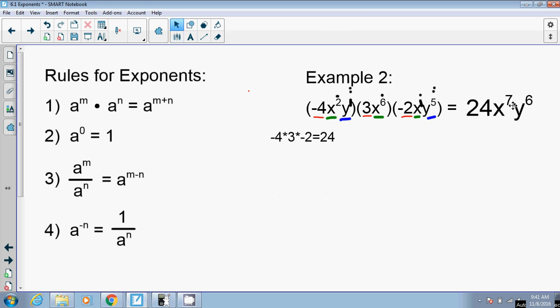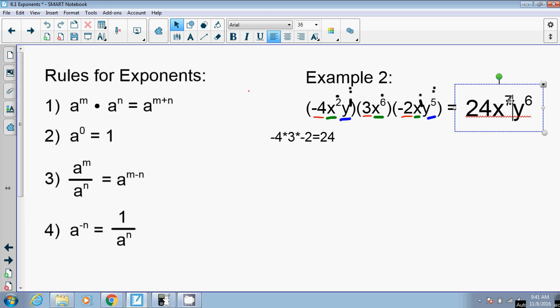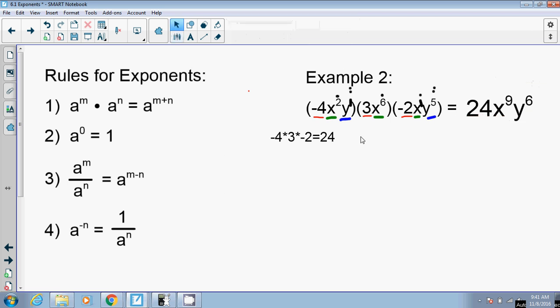So when I simplify, I typed the 7 here, and maybe I said 7, but I meant to put 9, because 2 plus 6 plus 1, 2 plus 6 is 8, 8 plus 1 is 9. As I'm looking back at my answer, I caught my error. So I have -4x squared y times 3x to the 6th times -2xy to the 5th becomes 24x to the 9th y to the 6th.